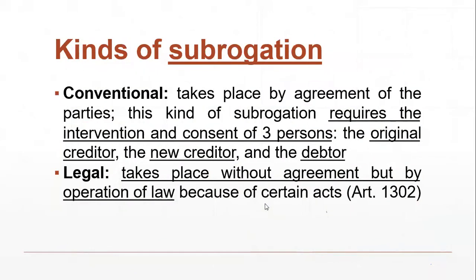Now we go to subrogation to the rights of the creditor. It has two kinds, either conventional or legal. By conventional subrogation, we mean a subrogation that takes place by the agreement of the parties, kaya conventional or voluntary. Conventional subrogation requires the intervention and consent of three persons: the original creditor or the old creditor, the new creditor, and the debtor. Para siyang delegasyon. The three parties, the three persons, they must all agree.